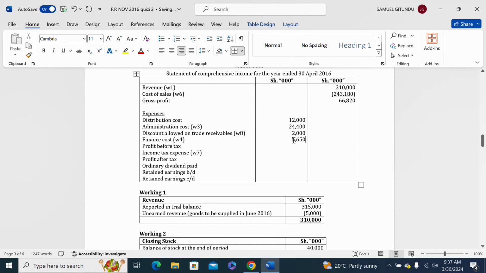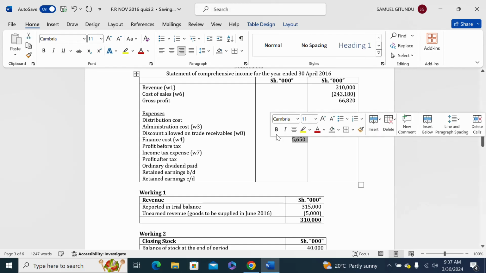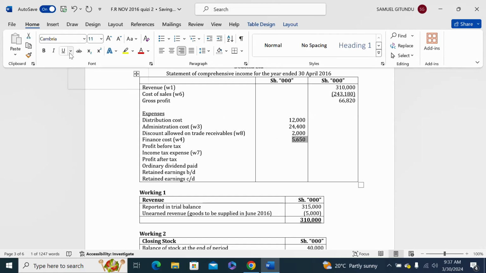5,650,000. So we get the total expenses. We add this to get the total expenses. I'm getting the total expenses as 44,050,000.